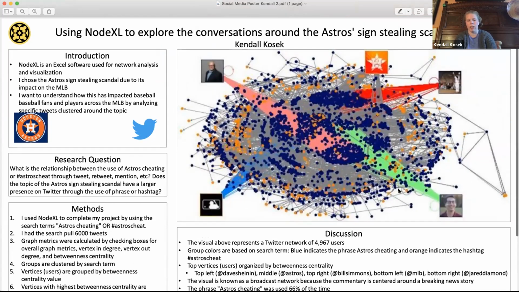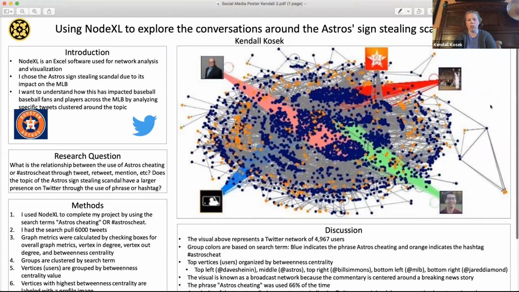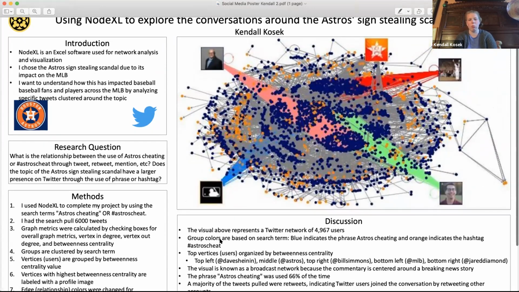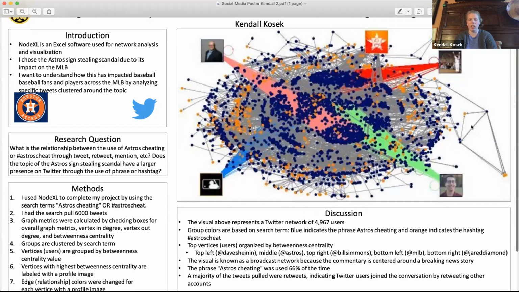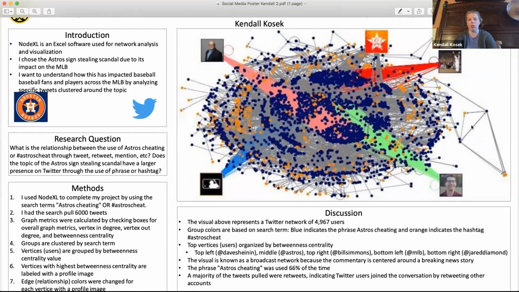So this is the visual that I created from all the data that was pulled off of Twitter, and it represents almost 5,000 Twitter users, which is quite a lot. And then the groups that I show here are based on which search term I pulled out. So the blue dots are people who use the phrase "Astros cheating" in a tweet, and then the orange dots are the people who use the hashtag. So as you can see, there's a lot more blue dots on my visual, which means that a lot more people use the phrase over a hashtag. So actually in 66% of the tweets, people use the phrase rather than a hashtag.